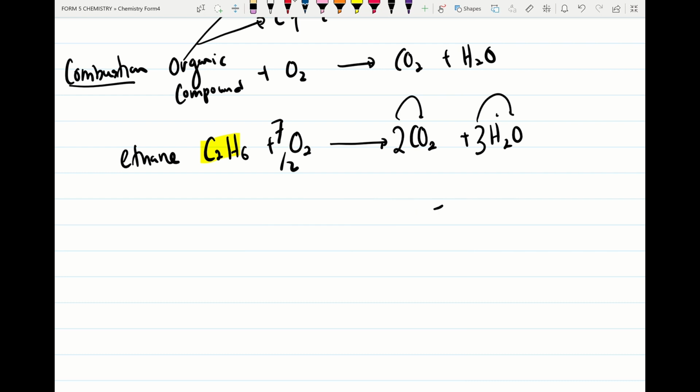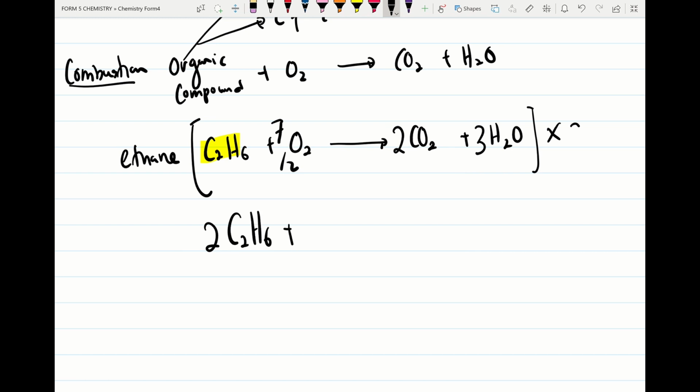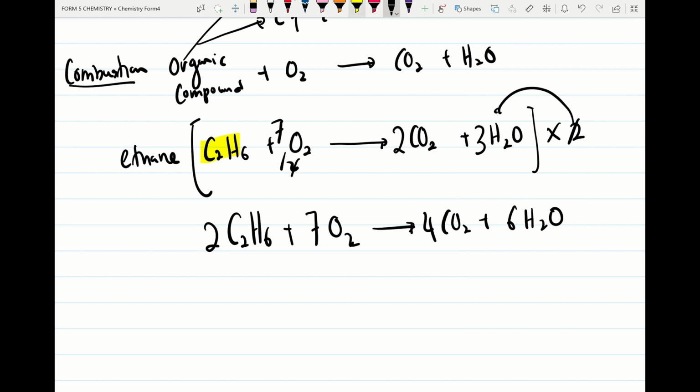We try to remove the fraction by multiplying the whole equation by 2. So we multiply all the substances present in the equation by 2. So I will get 2C2H6 plus, times 2, so we will get 7 over 2 cancel. Alright, so we have 4 carbon dioxide plus, times 6, water molecules. So we try to check carbon 4. So here carbon will be 4. We check hydrogen 12. So hydrogen will be 12. We check oxygen 14. So here we have 8. And here we have 6, so that will be 14.